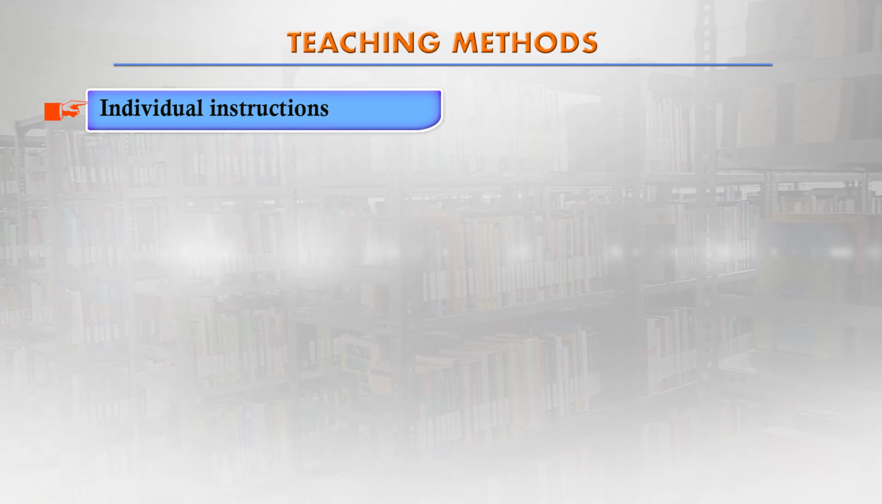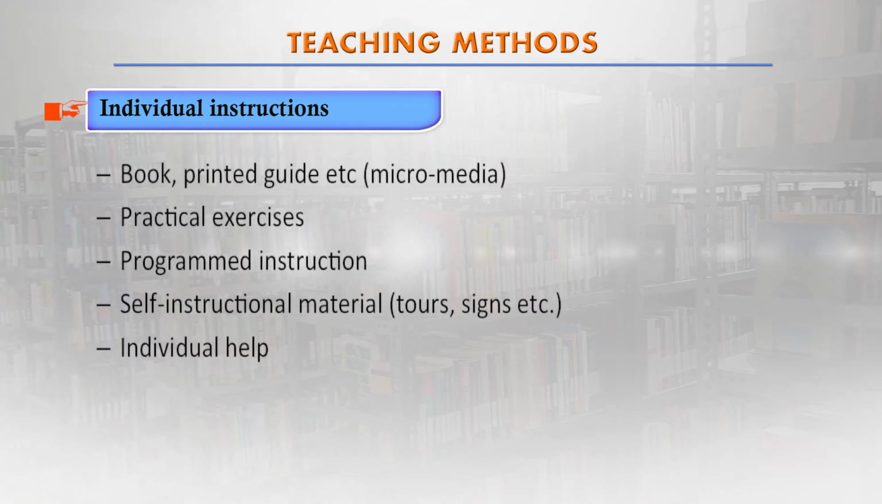Similarly, for individual instructions, there are books or printed guides, or practical based exercises, where one-to-one understanding of users becomes quite easy. Then programmed instructions, which are already pre-decided, a set of planning for each group of users or each user. Similarly, self-instructional material like tours, signs, etc. So all these are different kinds of teaching methods for user education. Now let us discuss some of these.